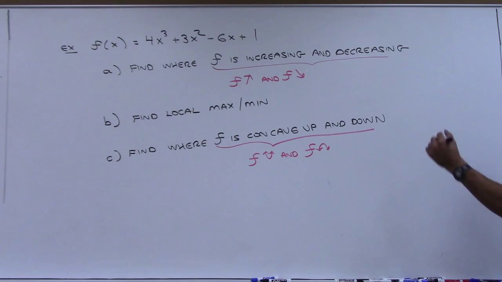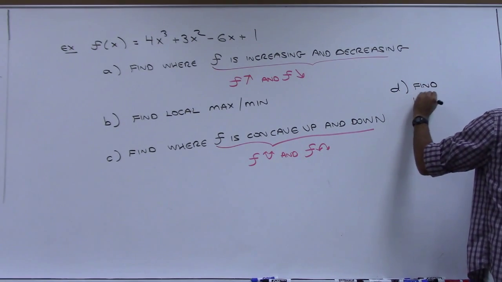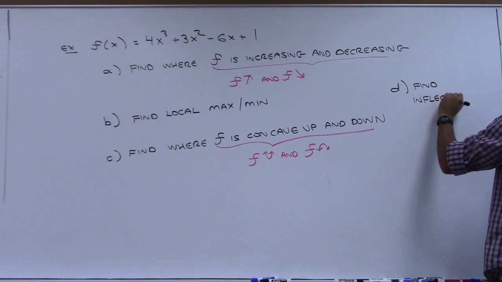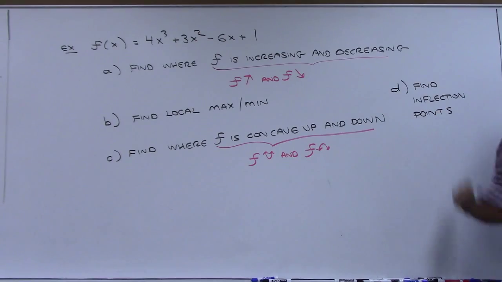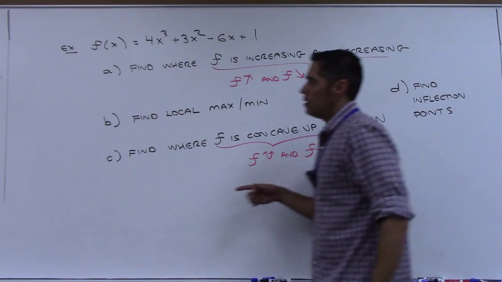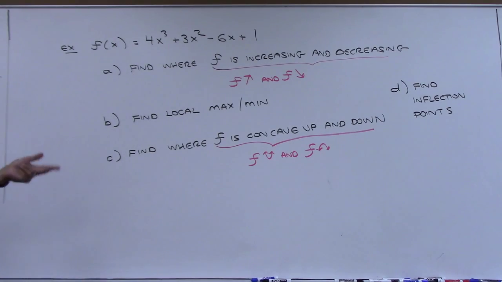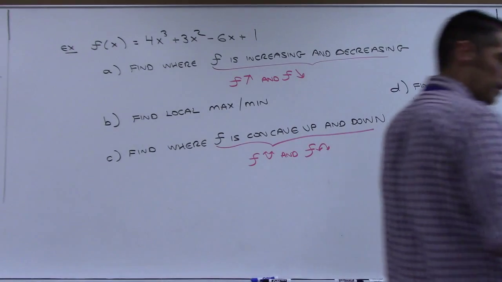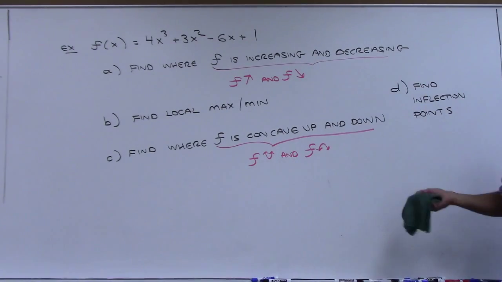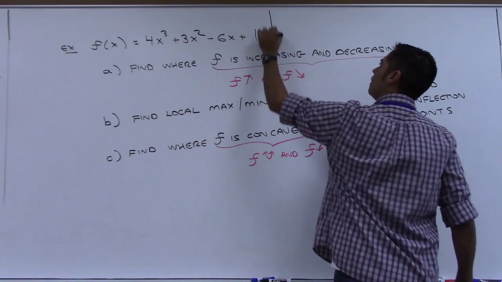And then lastly, part D, find inflection points. So what I want you to do real quick, since we are going to need to look at the first derivative and second derivative, take your first derivative, take your second derivative. You know, let's get those computed first, right? Because we're going to need them in this problem. So let's just go ahead and write them down. I'll stick them up here.